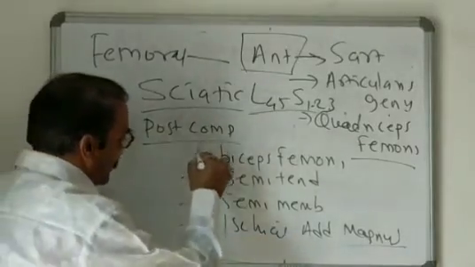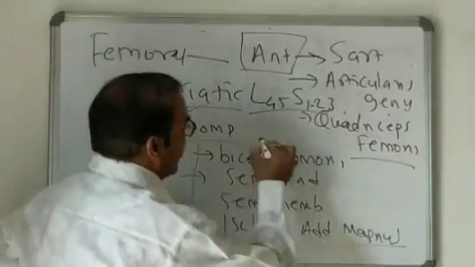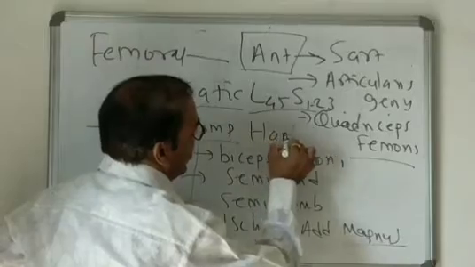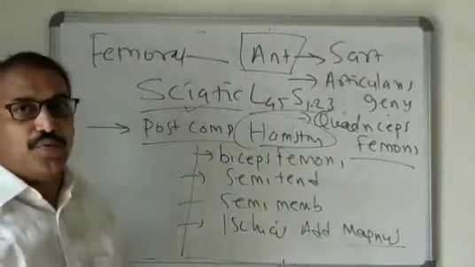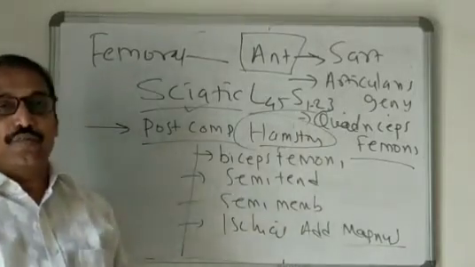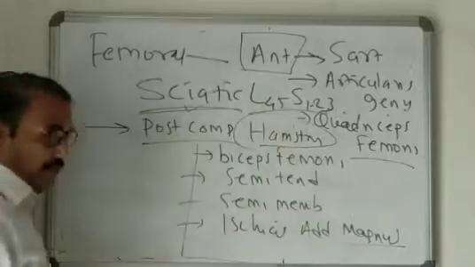Now all these four muscles are supplied by the sciatic nerve. Grouped together, these four muscles are also called the hamstring muscles. We will discuss that later on. But remember, all these four muscles are collectively called the hamstring group of muscles. So the posterior compartment is supplied by the sciatic nerve.